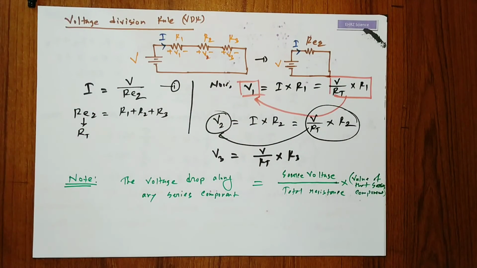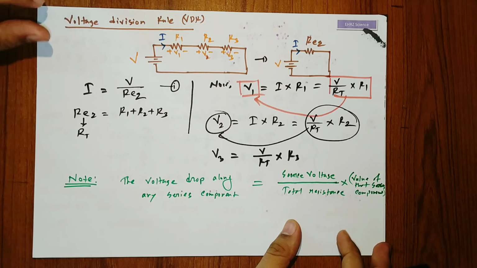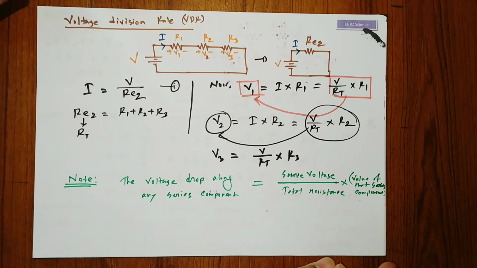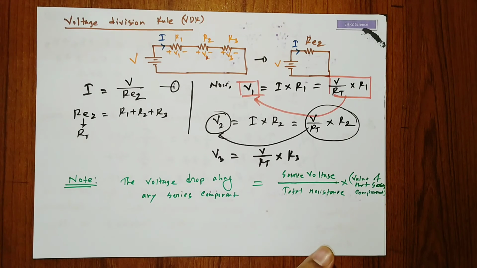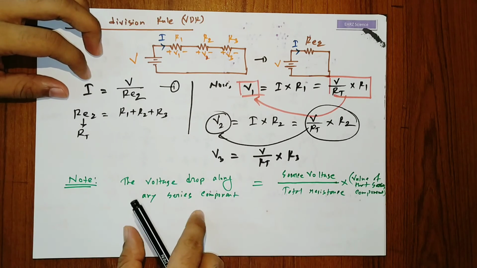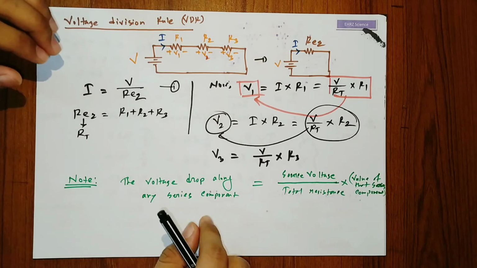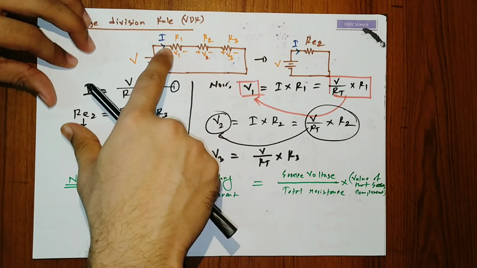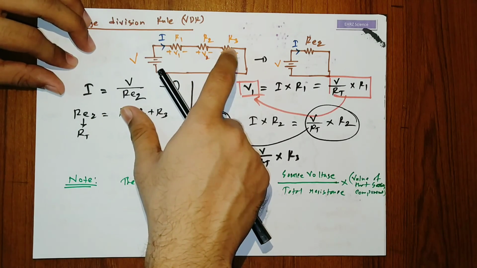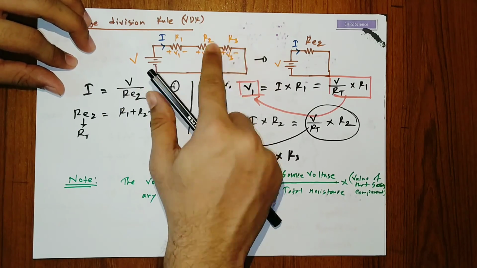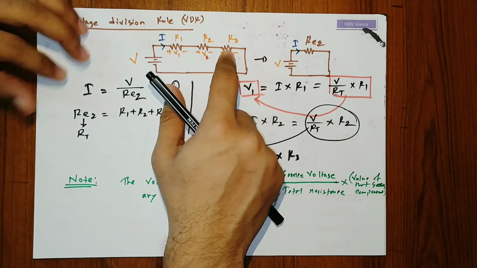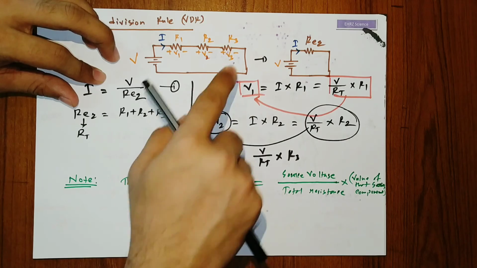Here component means basically resistance. I hope every one of you has understood the voltage division rule. It is not very difficult, it's very easy. You have to just keep in mind that the series component can be any component, R2, R3, R4. Suppose you are calculating the voltage drop along R3. So the voltage drop along the series component R3 is V3.